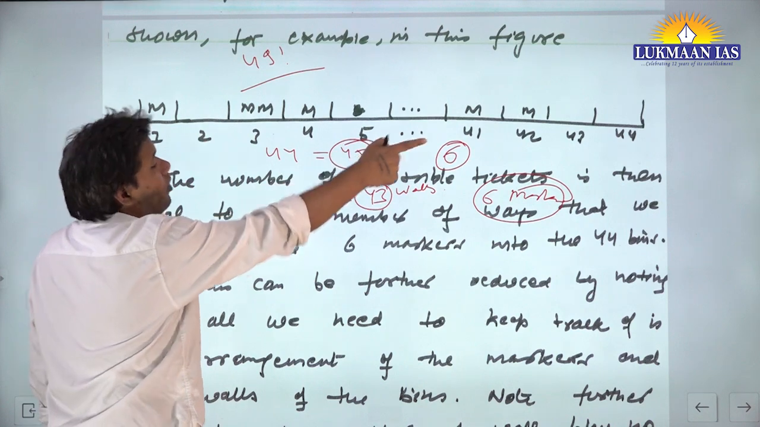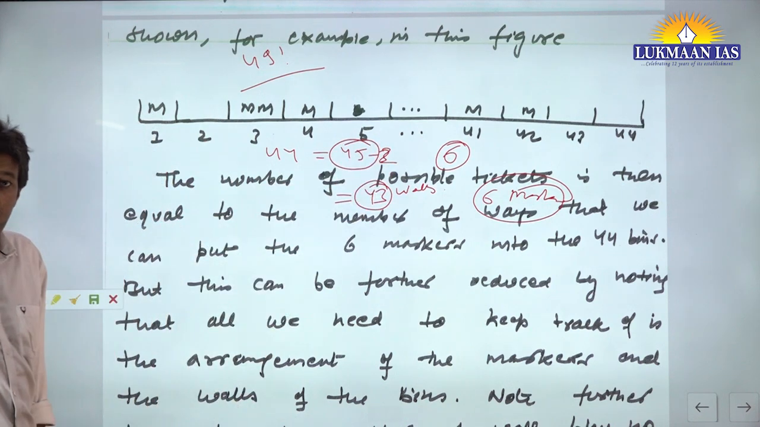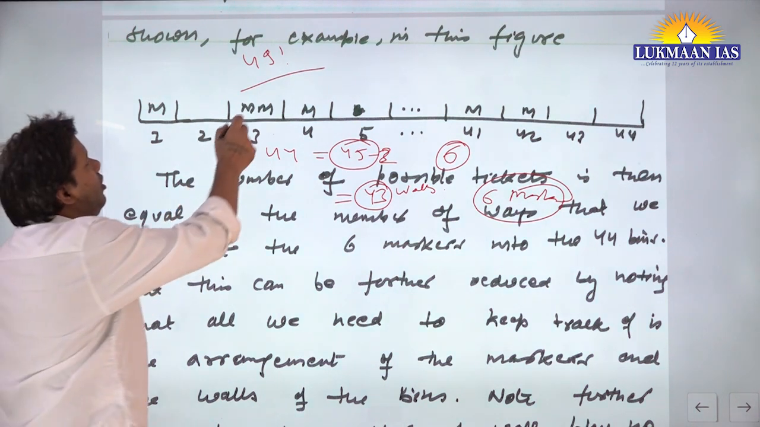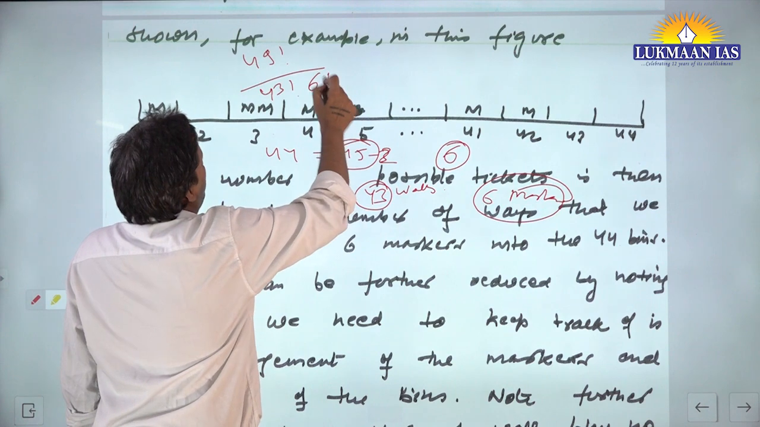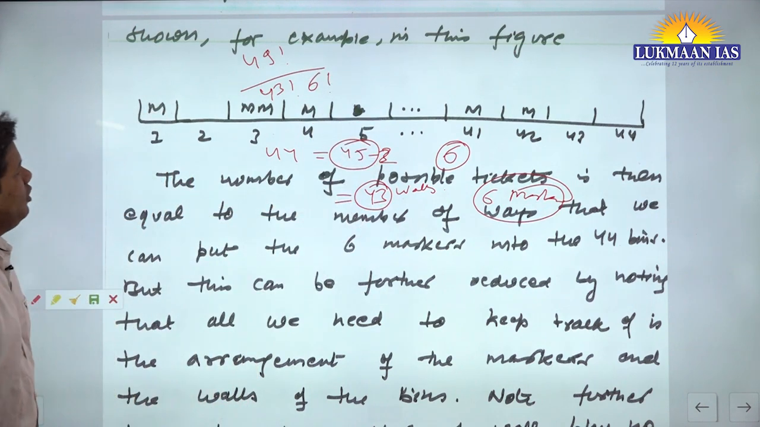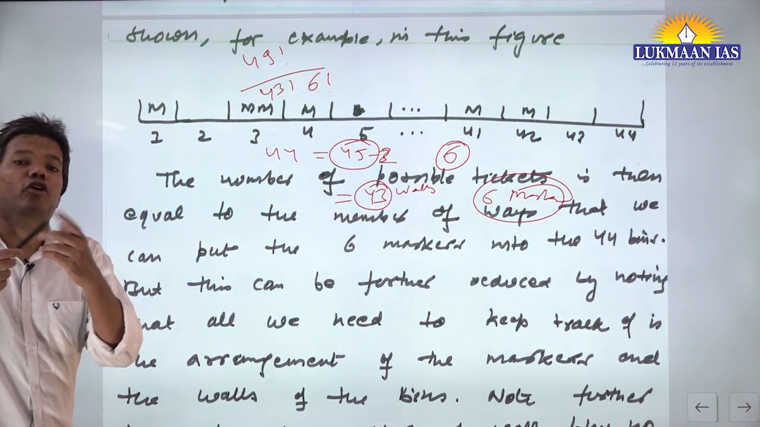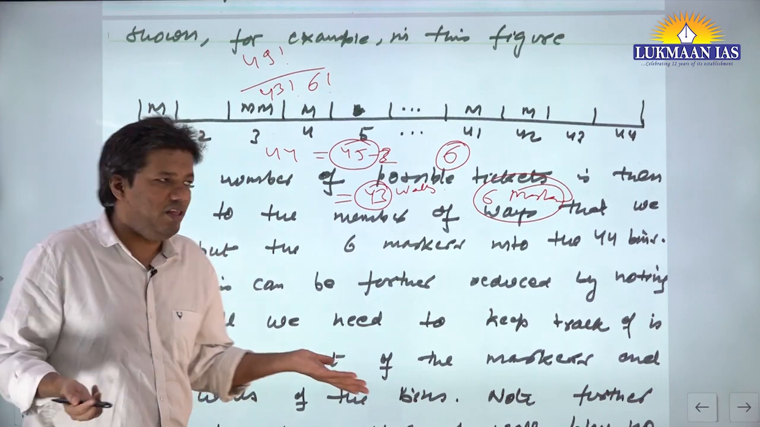These walls, all walls. We are assuming that all walls are identical. See, yes, that is an important point. We assume all the walls are identical and all the markers are identical. So walls are how many? 43 factorial, and markers are how many? 6 factorial. Right? See, if we assume that the markers are not identical, फिर तो ये हो नहीं सकता.